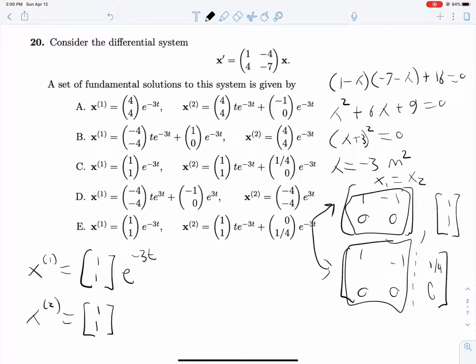1, 1 t e to the negative 3t. Remember, we have to add that t because we need to use our generalized eigenvector in here as well, plus 1/4, 0, e to the negative 3t. And looking around quickly, that seems to be answer choice C.